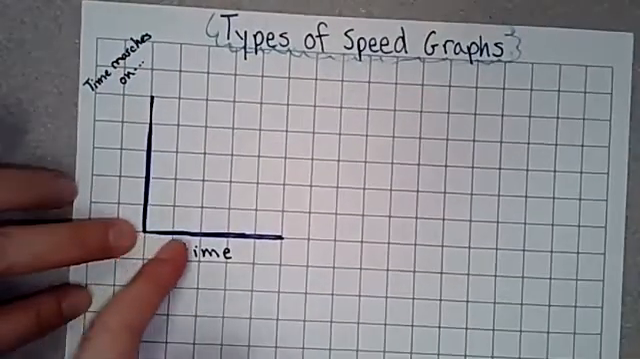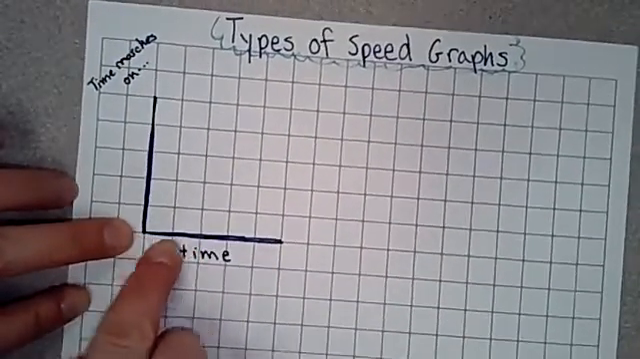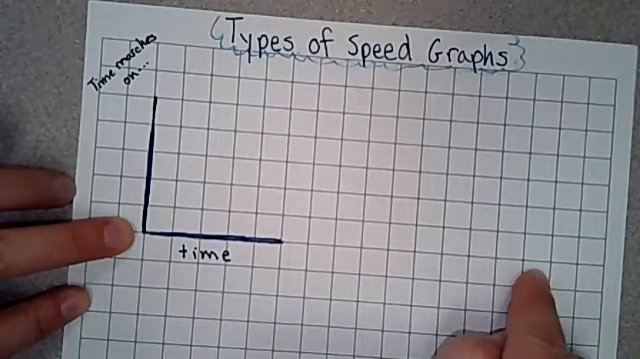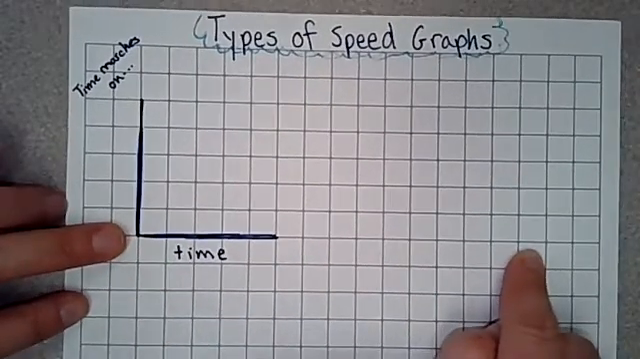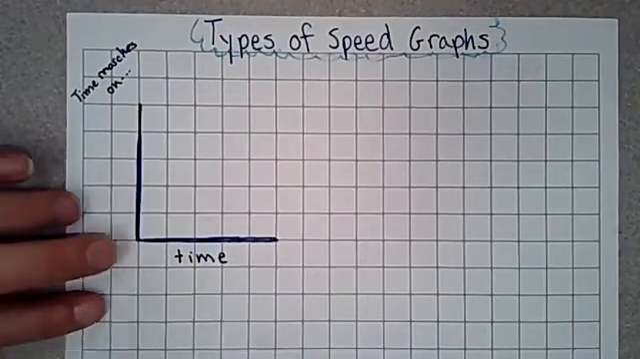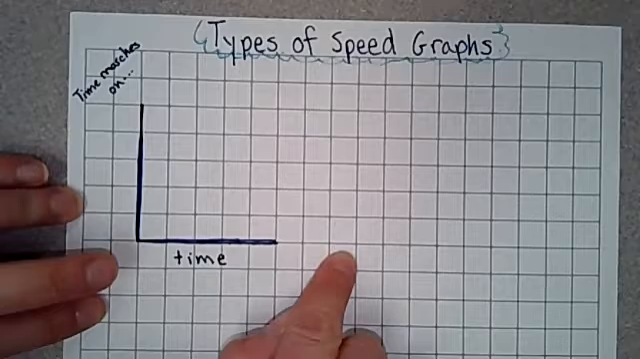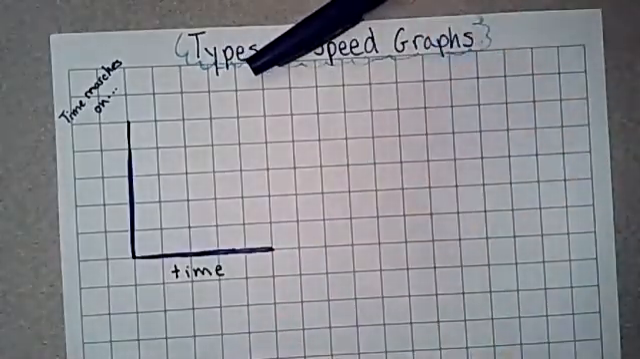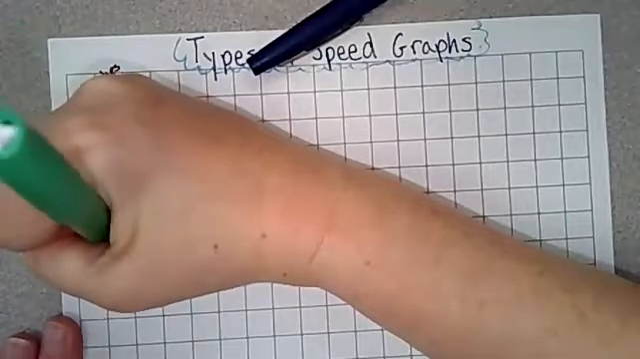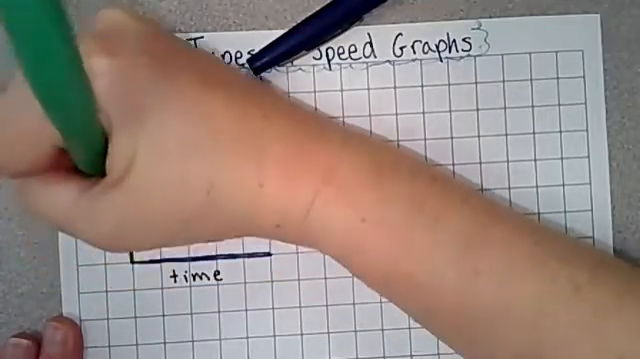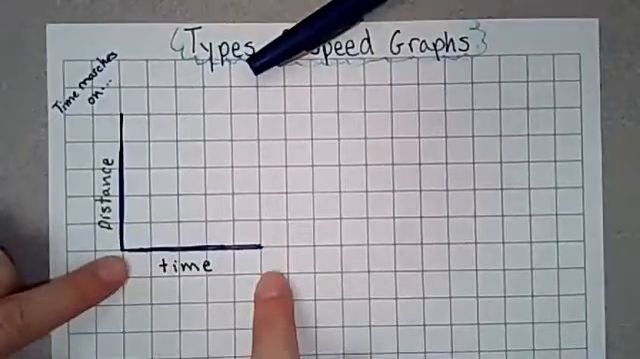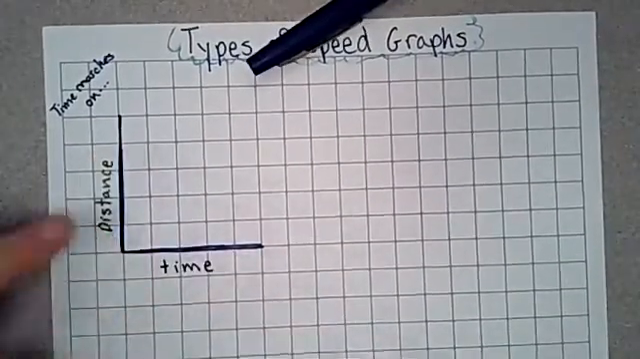So time comes across the bottom. You'll have a starting point, and the time will be increasing as you go. And time does not stop. It keeps going. We do not live in Back to the Future. You cannot stop the time. So time continues to march on. Then up the other side of the graph is the distance, the distance that something has traveled. So time is always going to be across the bottom, distance is going up the side.